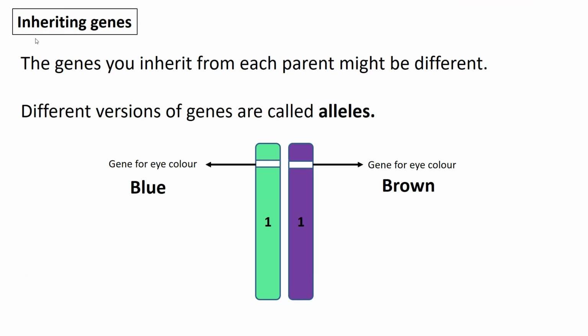So the genes that you inherit from each parent might actually be different. The different versions of a gene are called alleles. So for example, you might inherit the gene for eye colour which says make blue eyes. But from your mum, you might have inherited the gene for eye colour which says brown. The eye colour allele blue and the eye colour allele brown will give different instructions to make slightly different proteins to give slightly different characteristics.